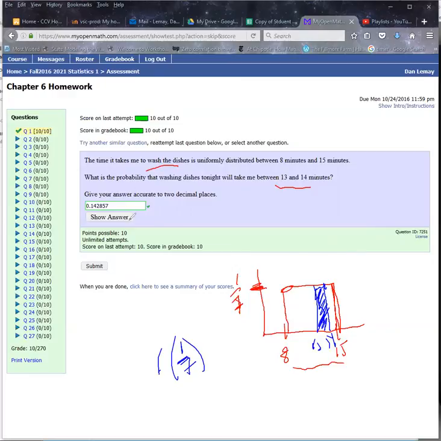I tried entering this in earlier as a fraction and it didn't take it. So then I grabbed my calculator and I divided it out until I came to a number where I didn't have to round. It was a number that was less than 4 decimal places. And that's what I entered, and it accepted it. So that's that probability, and hopefully you can repeat the process.